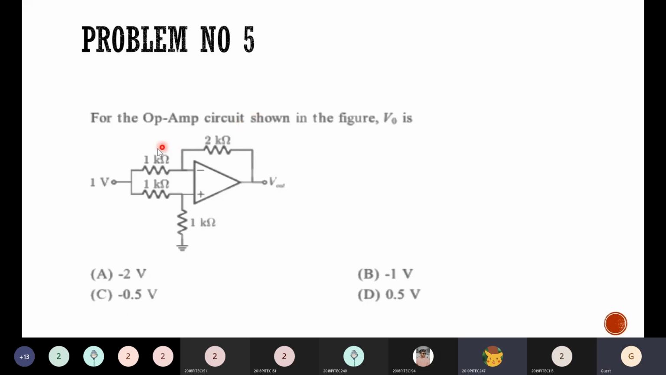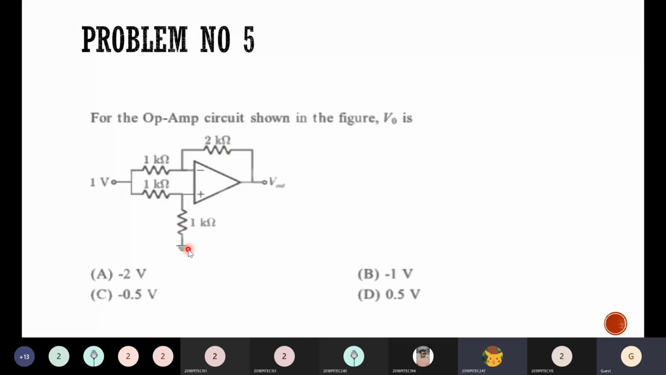For a differential amplifier, these two resistors should be equal, and this resistor and this resistor value should be equal. If that is equal, directly I can write output is equal to R2 by R1 into (V1 minus V2). But here these two resistors are different. This is equal, these two are different. So it means you have to work out either by superposition theorem or by the golden rule of op-amp.